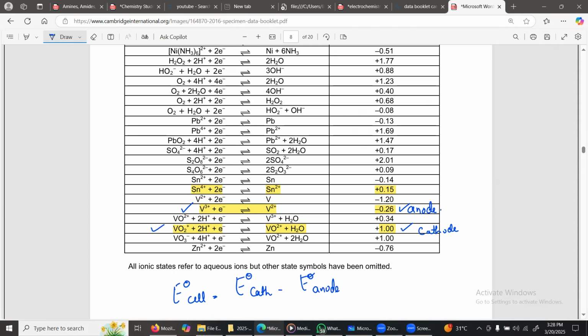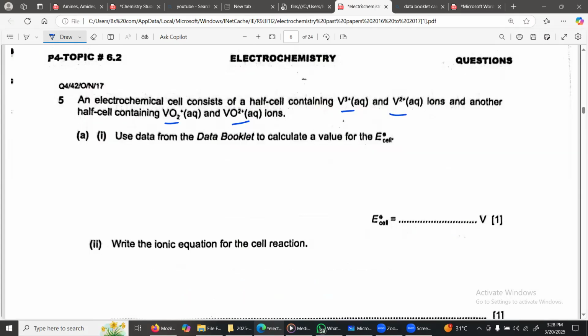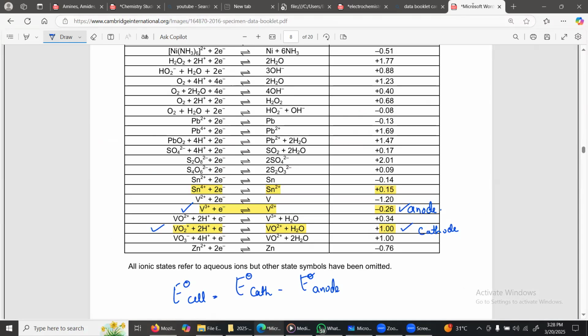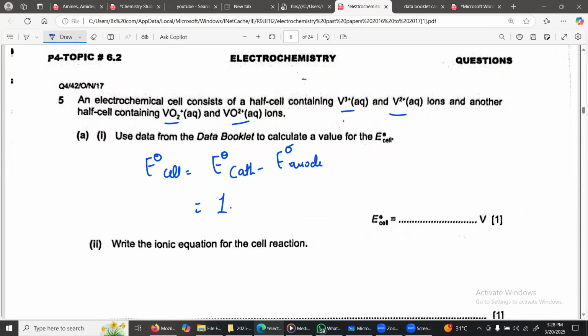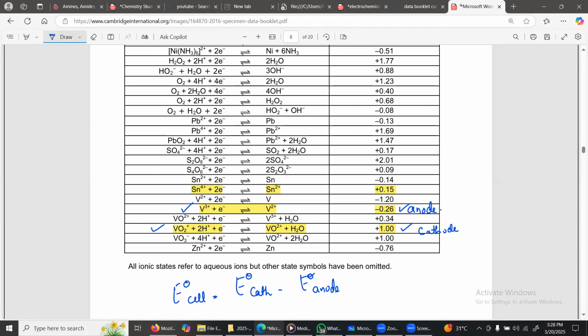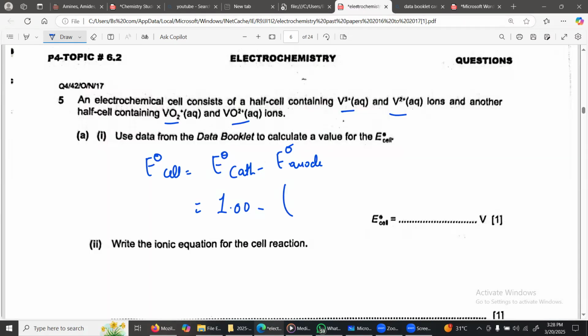So I will put in these values in the question. Just write E naught of the cell is equal to E naught of cathode minus E naught of anode. E naught of the cathode is actually 1.0, I will just put it over here. So it's 1.0 minus, and E naught of anode is minus 0.26. So its answer is 1.26 volt.